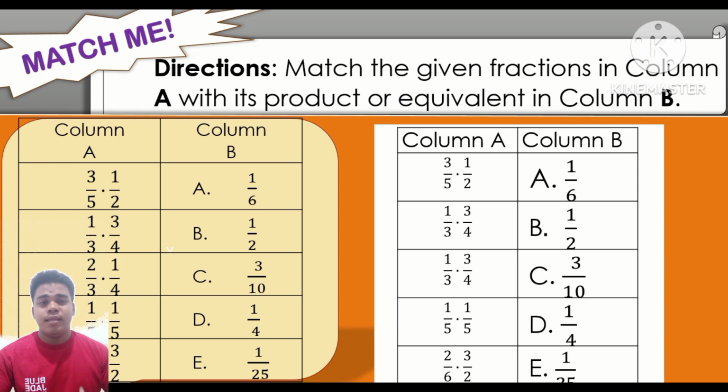We have an activity which is entitled Match Me. Directions: match the given fraction in column A with its product or equivalent in column B. We have here column A and column B. You need to find the product or equivalent in column B. On the right side, you can see column A and column B. First is 3/5 times 1/2. What's the answer?